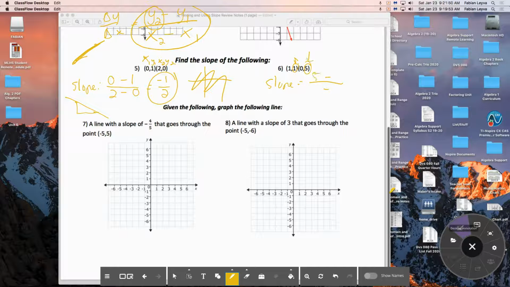These are the second. So it's 5 minus 1. And then our x would be 0 minus 1. So do the math. 5 minus 1 is 4. 0 minus 1 is a negative 1. If we divide this, it'd be a negative 4.